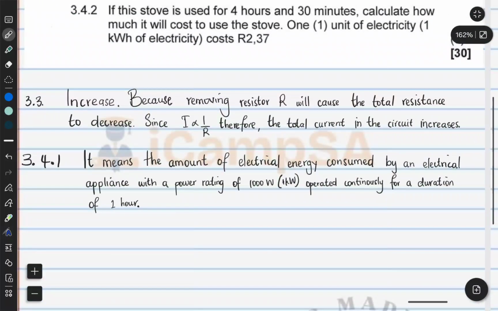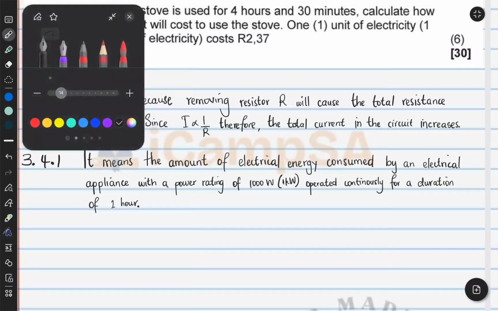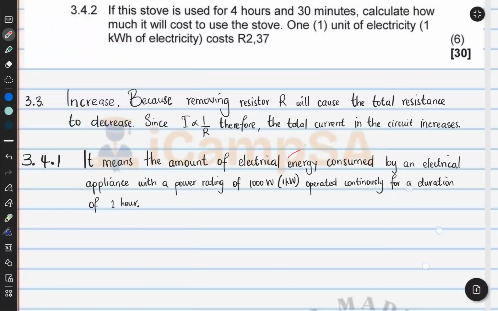So this is how you would say it. It means that the amount of electrical energy consumed, or work done by an electrical appliance with a power rating of 1,000 watts. Remember, 1,000 watts is equivalent to 1 kilowatt, operated continuously for a duration of 1 hour. So that's what 1 kilowatt hour means.